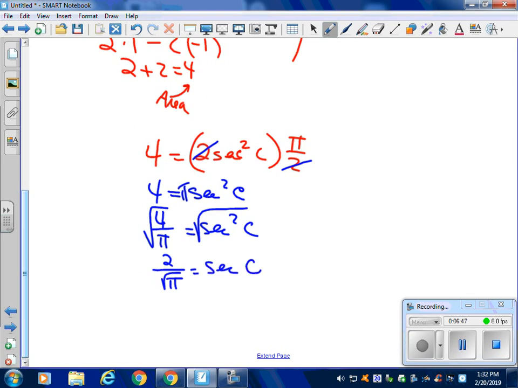Now, does anybody remember, how do you figure out what angle the secant would be when it's not something off the unit circle, obviously? We'll use the button on our calculator. We do the inverse secant button and get a decimal.